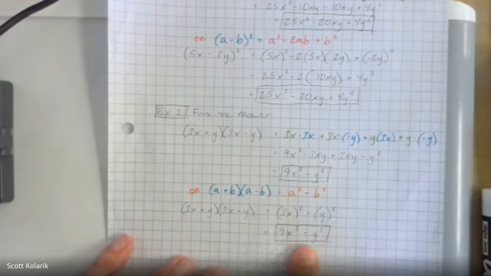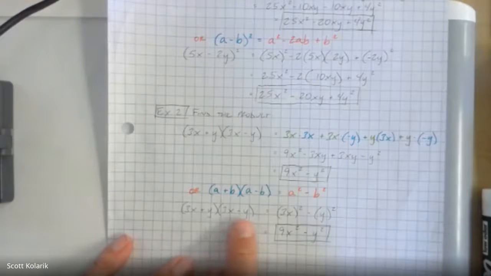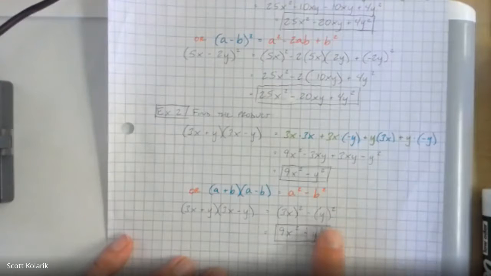Then I'm going to subtract. That's why it's called a difference of squares. And whatever my second term is, in this case, it's just y. So just y squared is simple enough. That's just y squared. Answer and done.